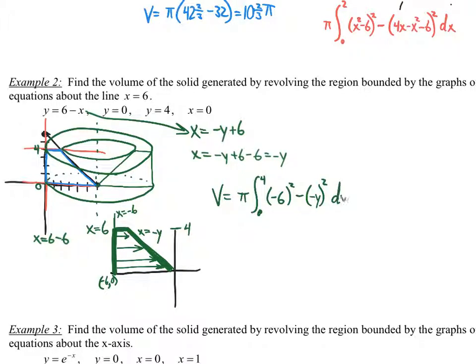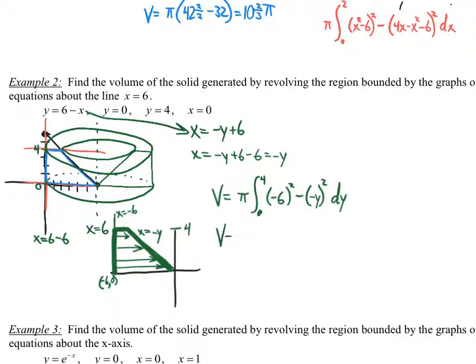Why is it y squared? Because it's the inner radius squared. Oh, right. And what about the y equals 4? How do you do that? Well, the y equals 4 is where we got this from, right here. We're going from 0 to 4.